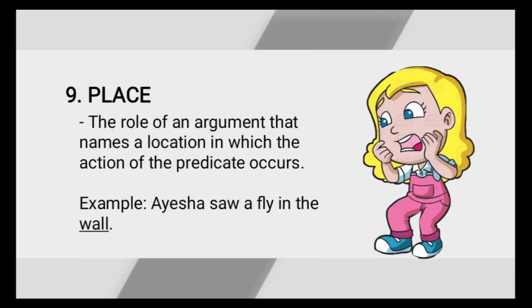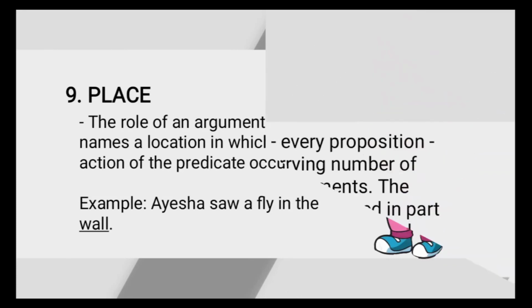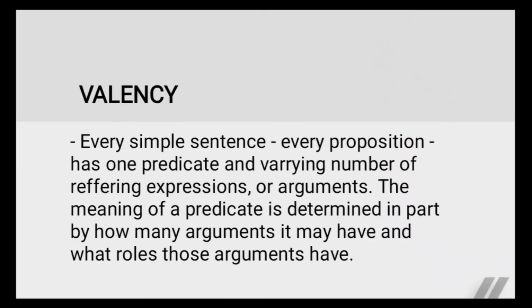And lastly, place. Place is the role of an argument that names a location in which the action of the predicate occurs. This is the specification of the place where the action or event denoted by the predicate is situated. For example, Ayesha saw a fly on the wall. As we know, in this sentence, wall is the place because the fly is situated in that place. So those are the different types of semantic roles.